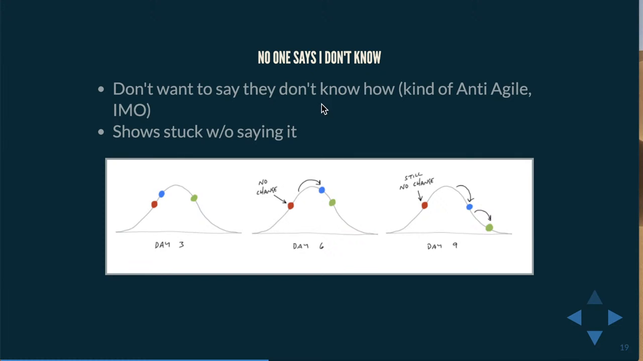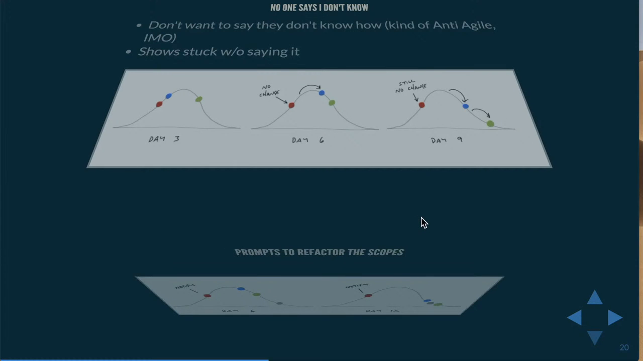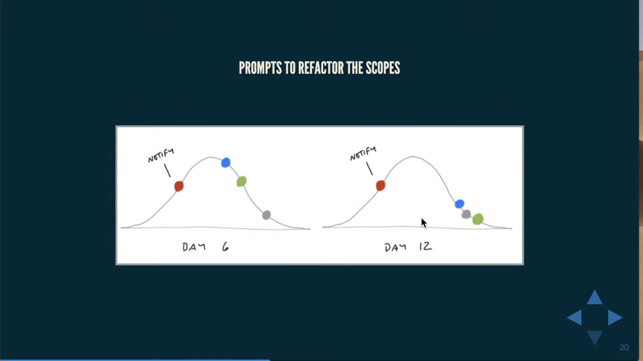So you can see in day 3, day 6, day 9, red hasn't moved. Arguably, this could lead someone to ask the question, though in truth, we have a similar view with our card wall and cards not moving to the right. So it's kind of up to us to ask when cards aren't moving or they go 5 iterations. So this hopefully prompts you to refactor the scope.